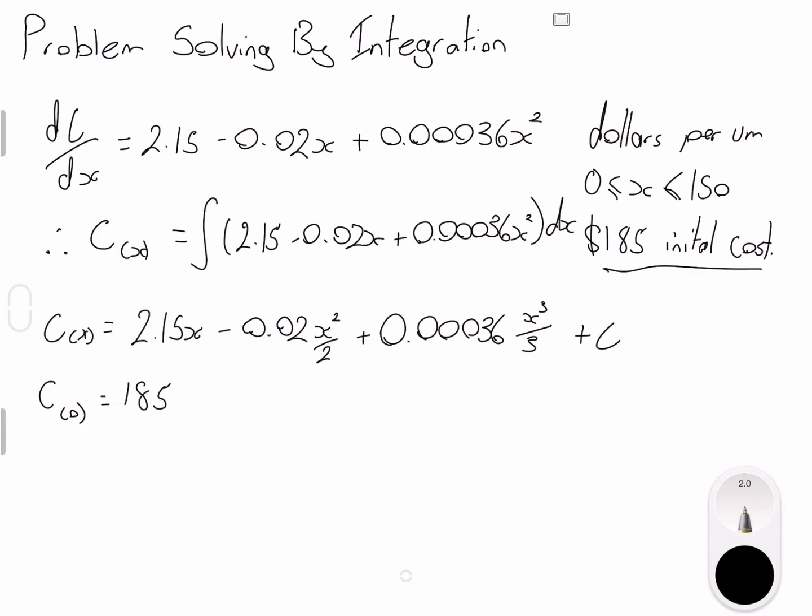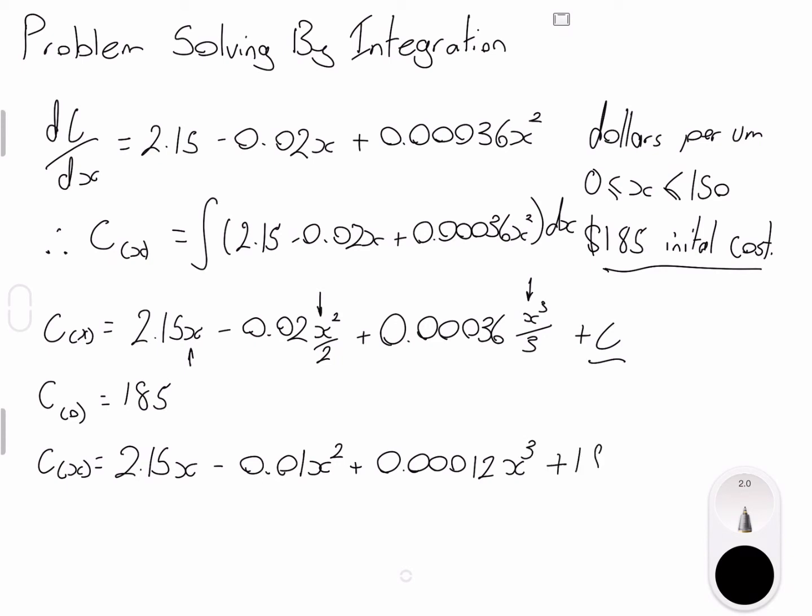If you have a look here, we've got an x term here, an x term here, and also an x term here. So if x is equal to 0, what we're left with is just C. So C in this case has to be 185. Our full function, as it stands at the end, is going to be 2.15x, plus 0.02x squared divided by 2, which is just 0.01x squared, plus 0.0036 divided by 3, which is just 0.0012x cubed, plus 185.